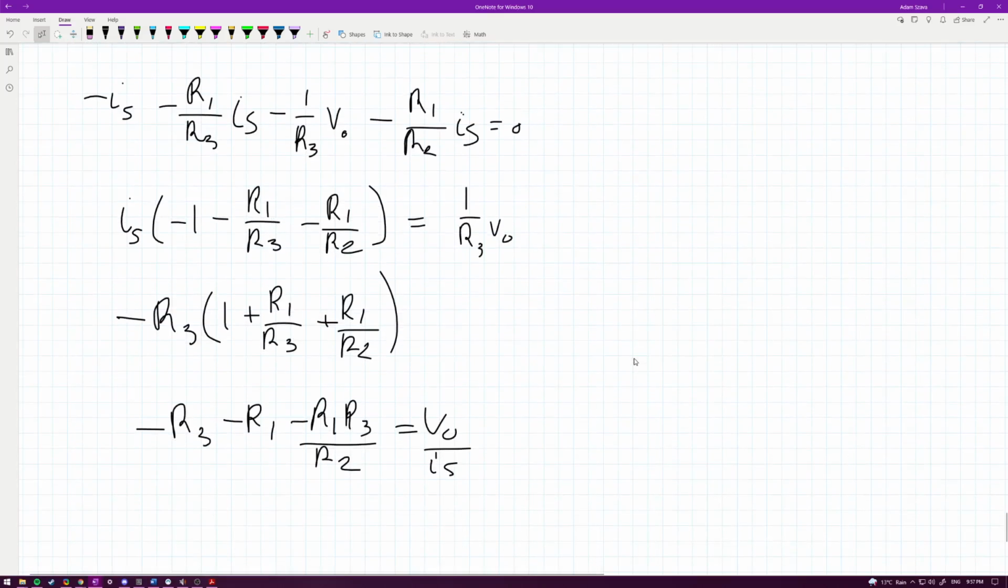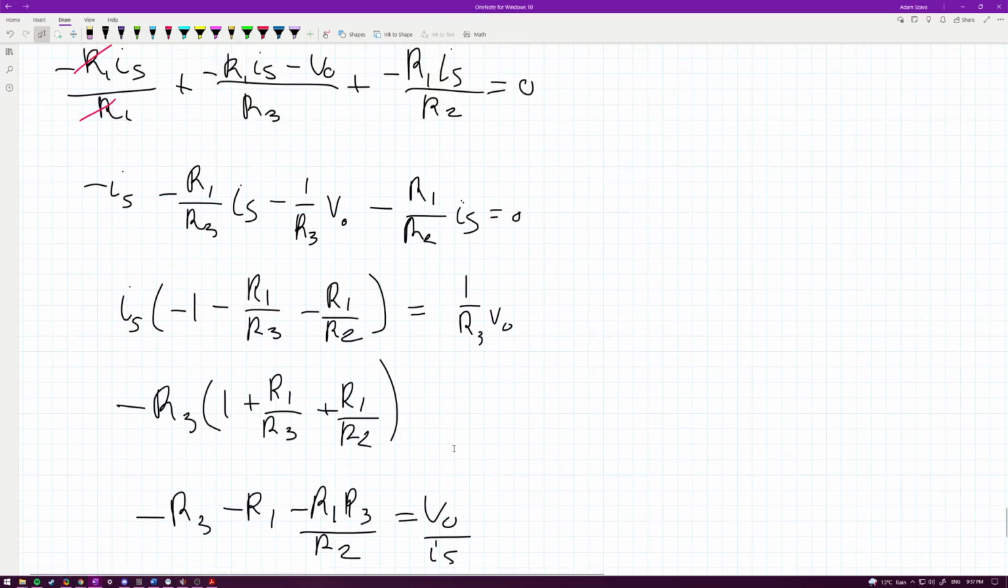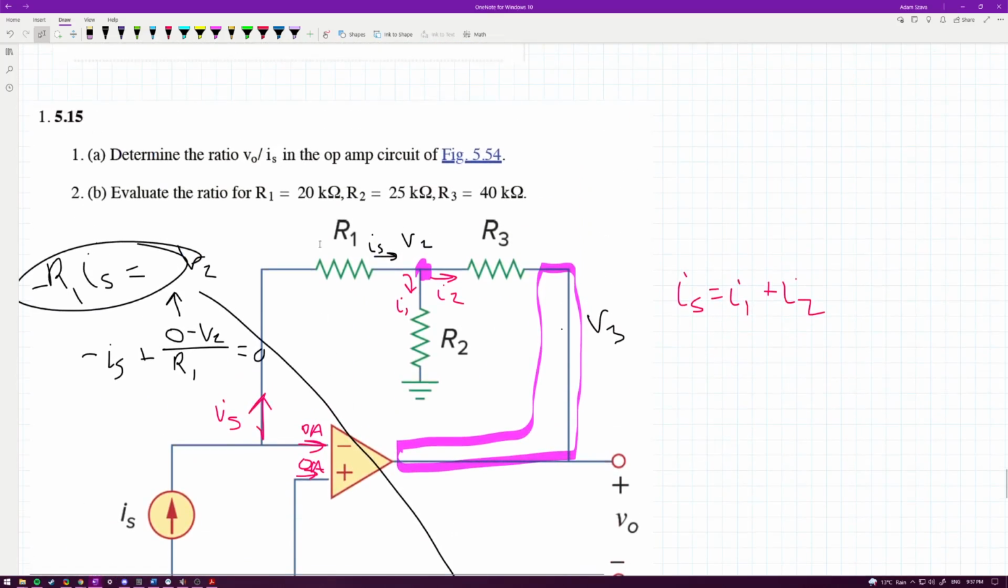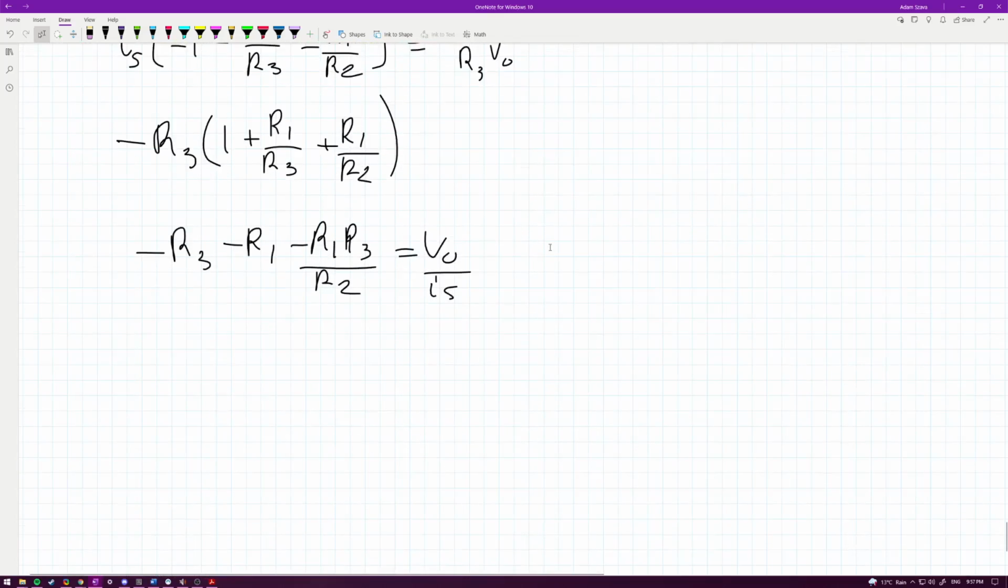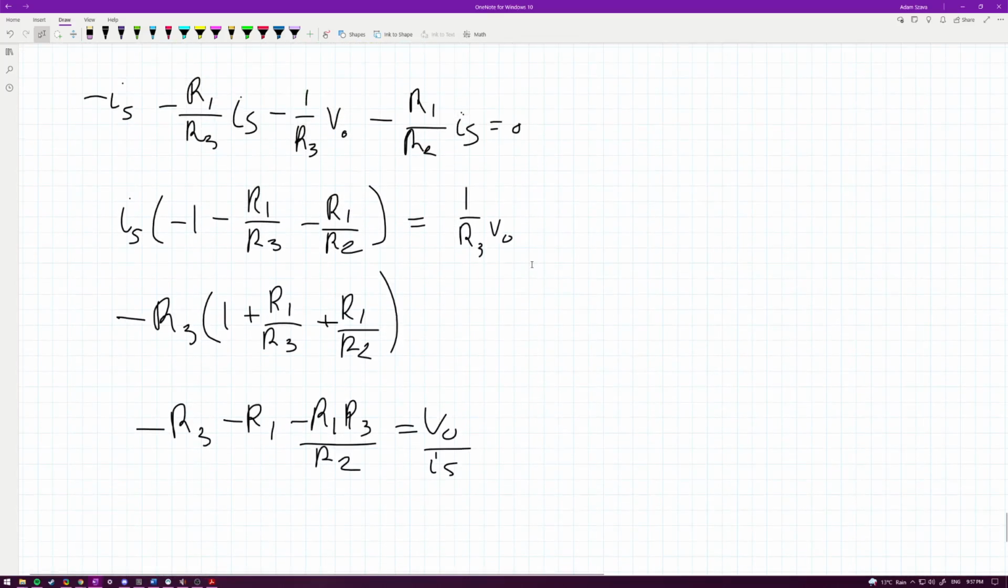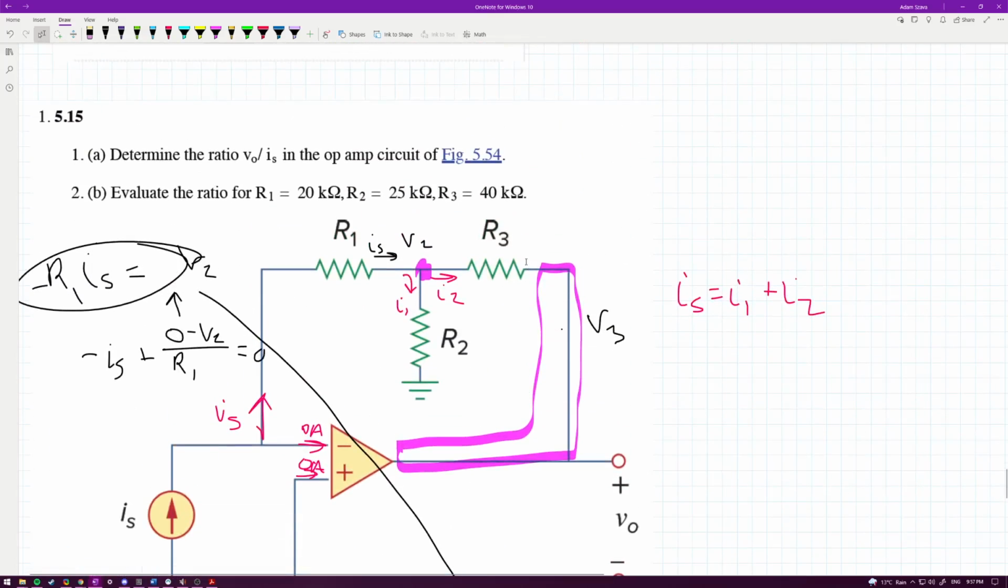There we go. That's what I got. Is that the answer though? It makes sense that it's in terms of resistors, because the next one says evaluate for some particular resistor combination. So, what is this for? Part A? A, yeah. Okay.